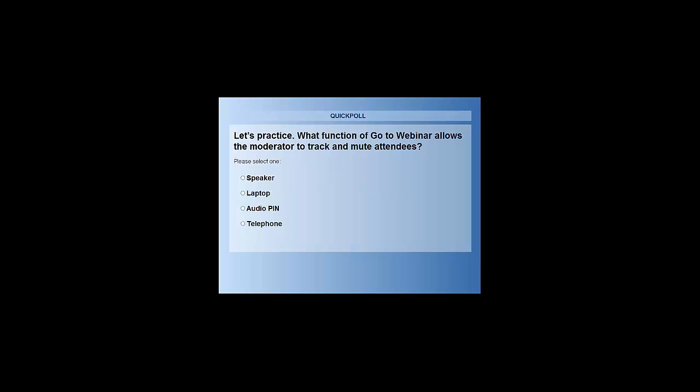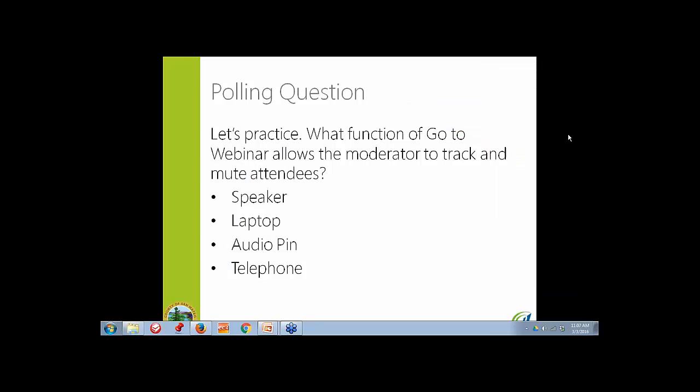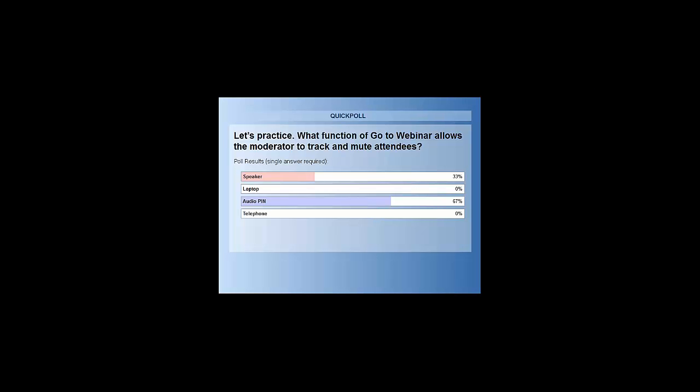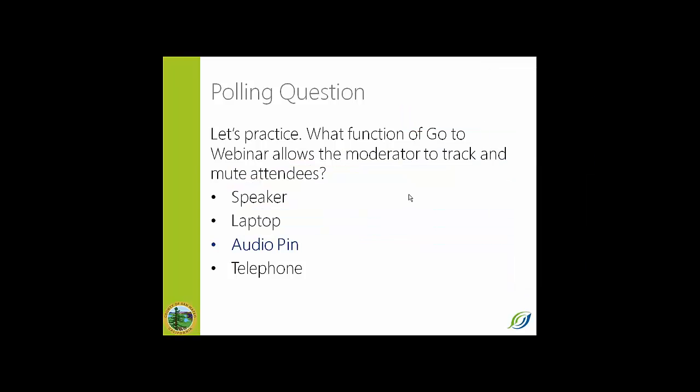I see about half of you have voted. Okay, last call for anybody who hasn't voted. We're going to go ahead and close this. We got everybody. Great. Okay, and then what I can do is share, so everybody should be seeing the poll results right now. 33% of the people said speaker, 67% said audio pin, and audio pin's the correct answer. So this just gives you an idea of how we use the polling function. Let me close that.